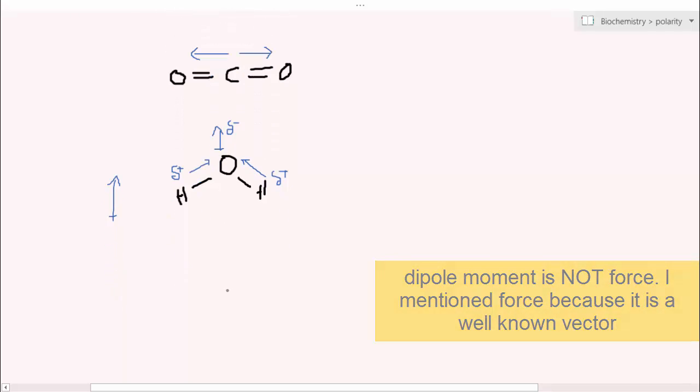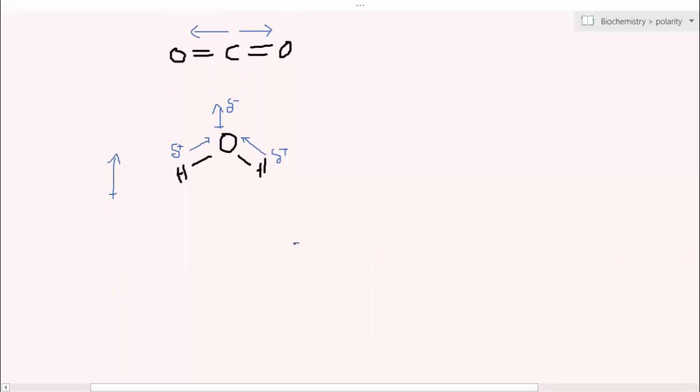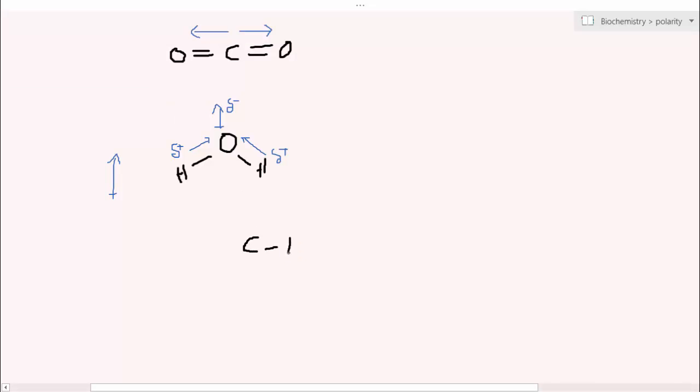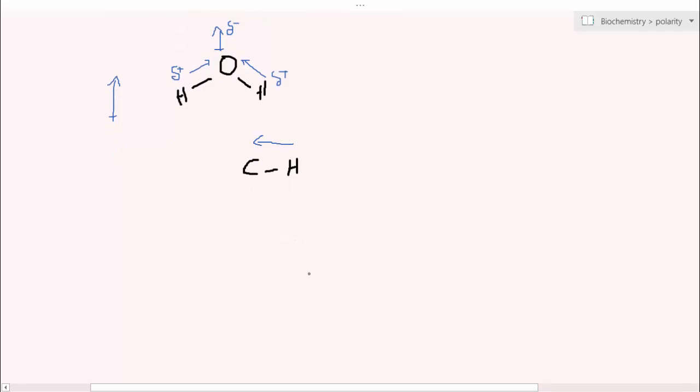Let's take another example, which is the CH bond. In general, the CH bond is considered nonpolar, and it is considered that the carbon has the same electronegativity as hydrogen, although there is a slight tendency of electrons to go to the carbon since it is slightly more electronegative than hydrogen. So molecules of carbon and hydrogen, for example alkanes, are considered to be nonpolar.